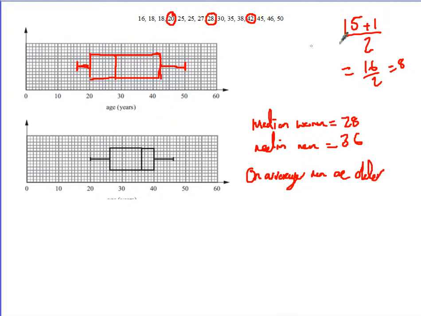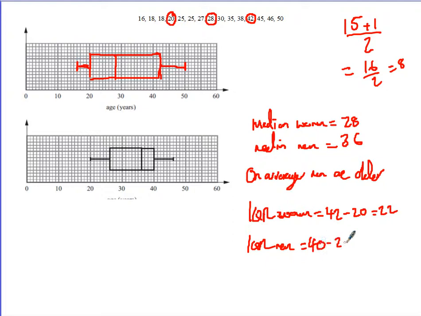And then if we work out the interquartile range, the IQR for women is the upper quartile take the lower, so 42 minus 20, which is 22. And the IQR for men is 40 take 26, which is 14. And you can see now, because that range is smaller, men's ages are more consistent.